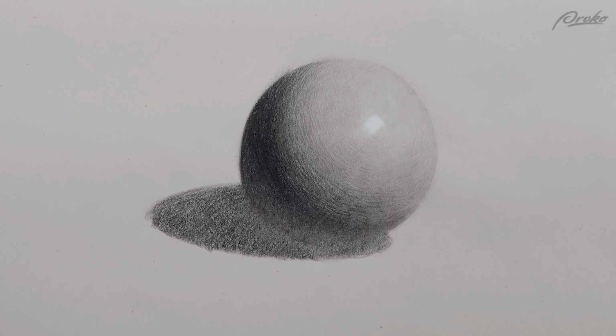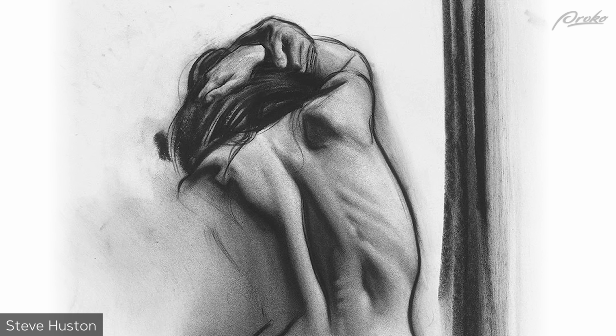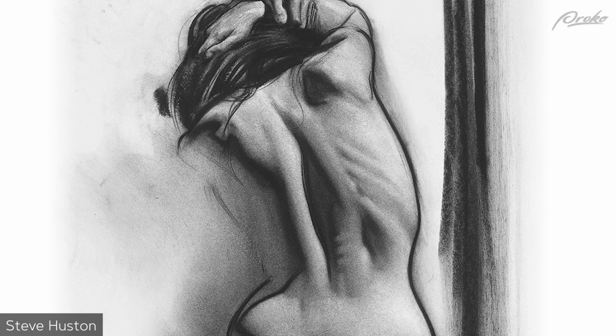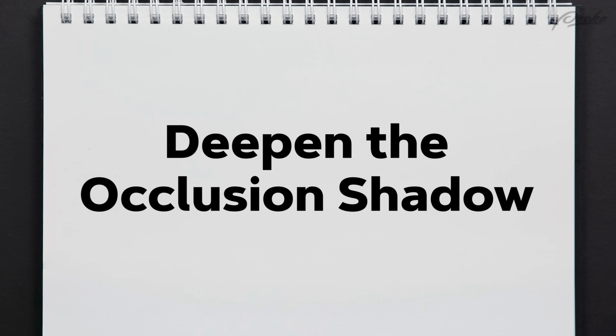Notice how our ball already looks 3D even with no information in the shadows. We have just one flat value there. And this really shows how most of that illusion of form comes from that careful rendering within the lights and the clear separation between light and shadow. Some artists choose to leave their shadows very simple. It's a stylistic choice, but we don't have to stop here. So let's deepen the occlusion shadow.